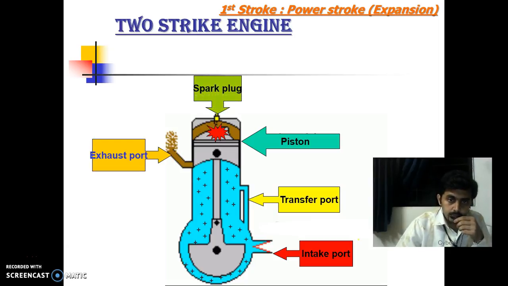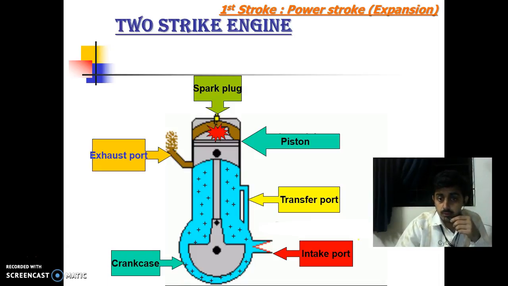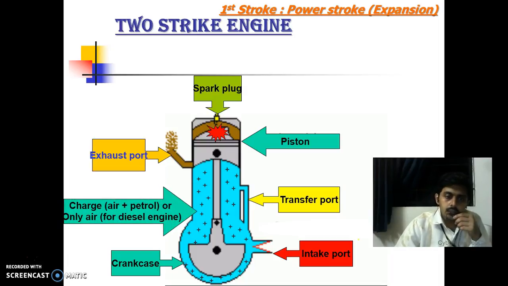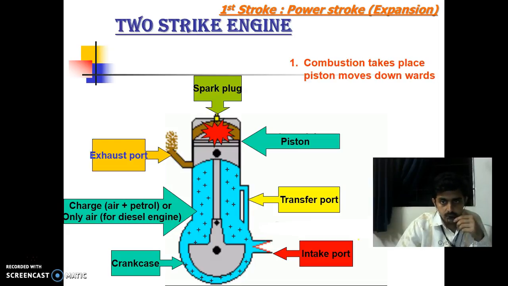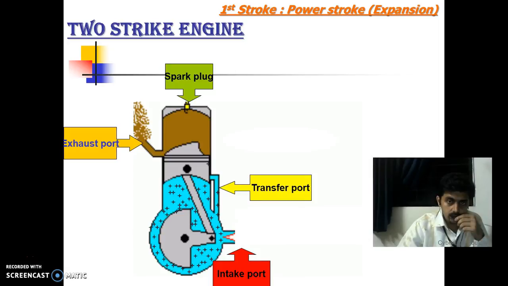Then comes the spark plug, when we talk about a petrol engine, and the crankcase, which is a closed housing for the fuel-air mixture inside the casing. If it is a diesel engine, of course, it is only air that is going to be there. So about the working, the combustion takes place in the cylinder as the piston moves up and down, as we see.